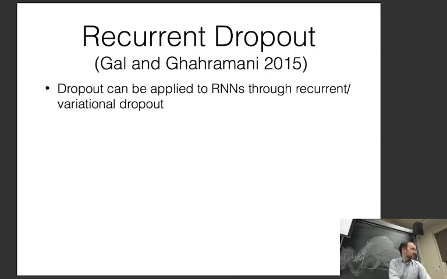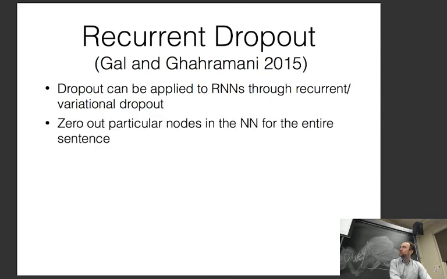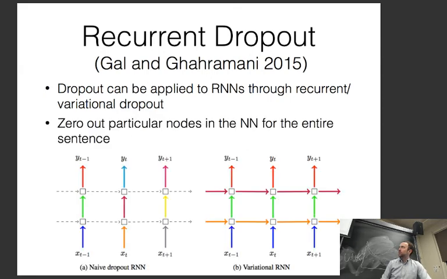So recurrent dropout, basically we would like to also apply dropout to recurrent neural networks. This is called variational recurrent neural networks because you can also interpret this from a Bayesian interpretation. But the basic idea is that when you apply dropout to a recurrent neural network, you sample a single dropout mask for all your time steps. And the important thing is that you're dropping out the same nodes at every time step.